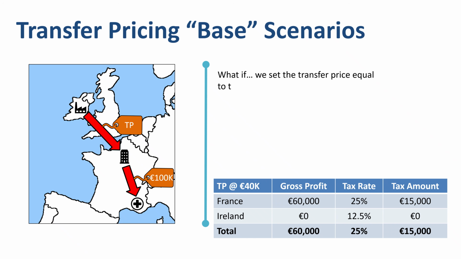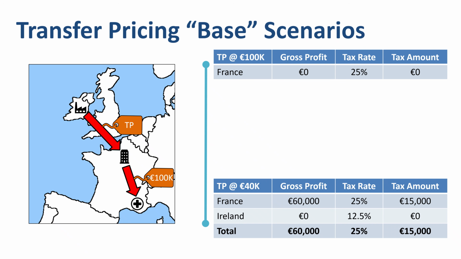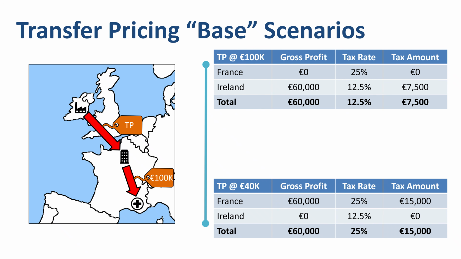What if we set the transfer price equal to the 100,000 euros external selling price? That would mean that there is no gross profit and therefore no tax to be paid in France. The full gross profit of 60,000 euros will end up in Ireland, gets taxed at 12.5%, which leads to a tax amount of 7,500 euros. In total, the tax charge for the MNE is equal to the tax charge in Ireland, 7,500 euros. These are two extreme cases.